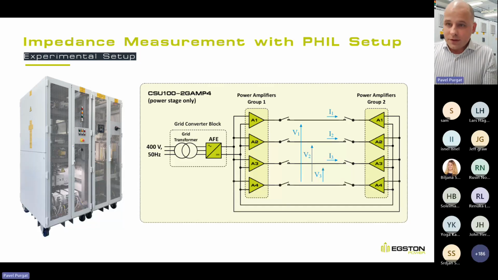Group 1, when we need to measure the admittance of the current control device, is injecting perturbation to the voltage. And then the voltage and currents are measured at the point of common coupling. On the opposite end, when we are measuring the impedance of the voltage source converter, we are injecting perturbation to the current and then measuring again the voltages and the currents.